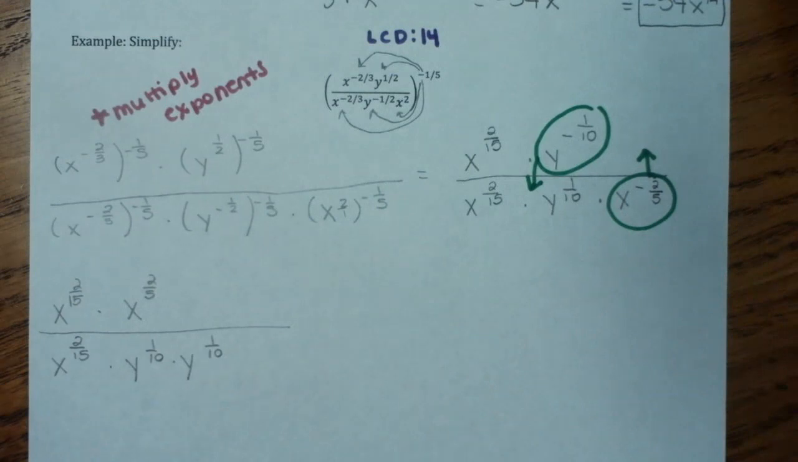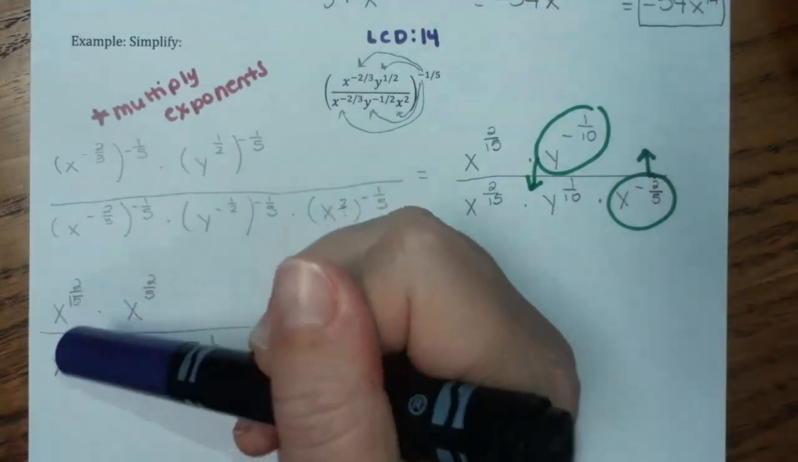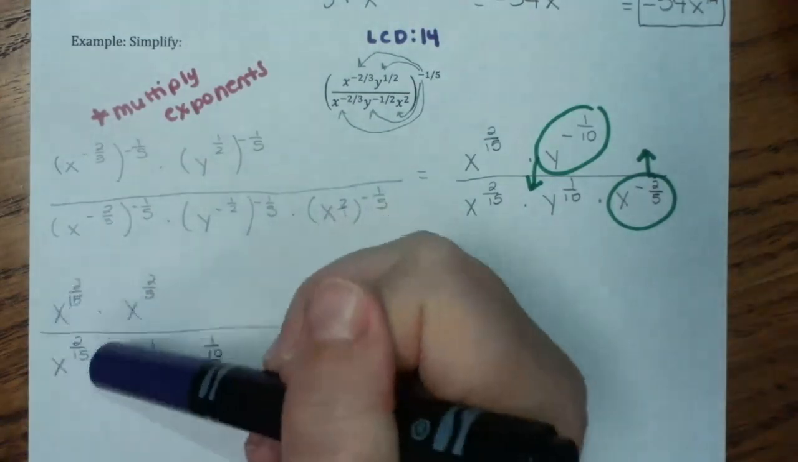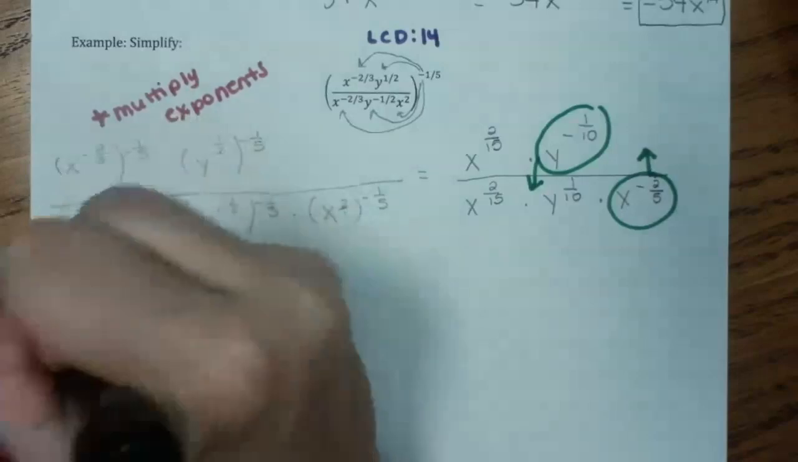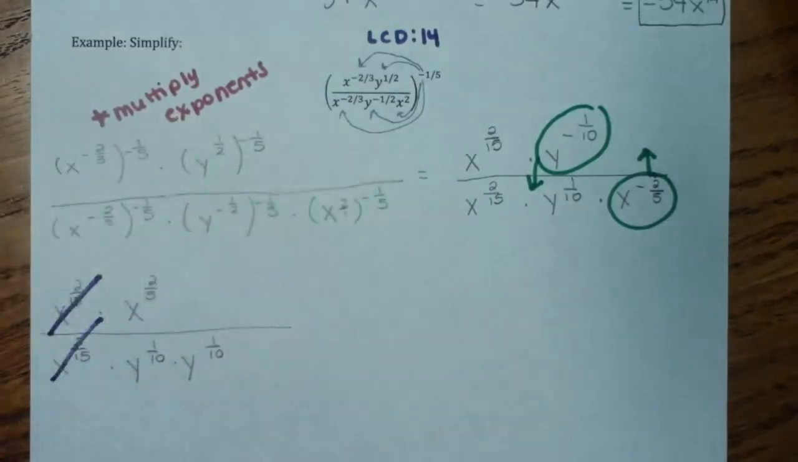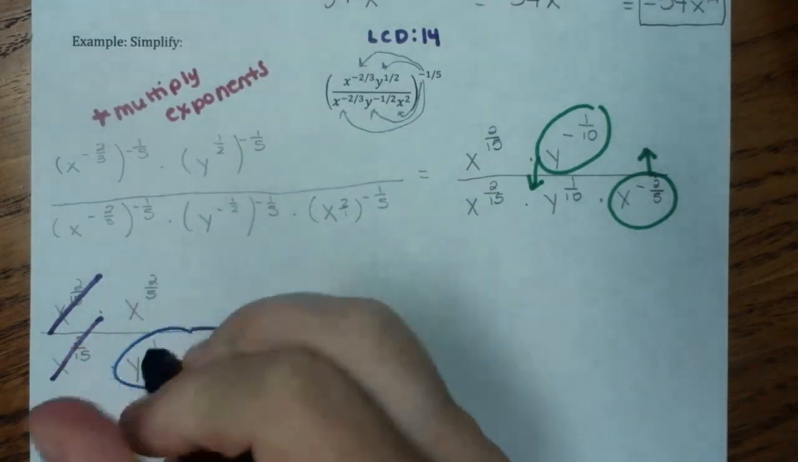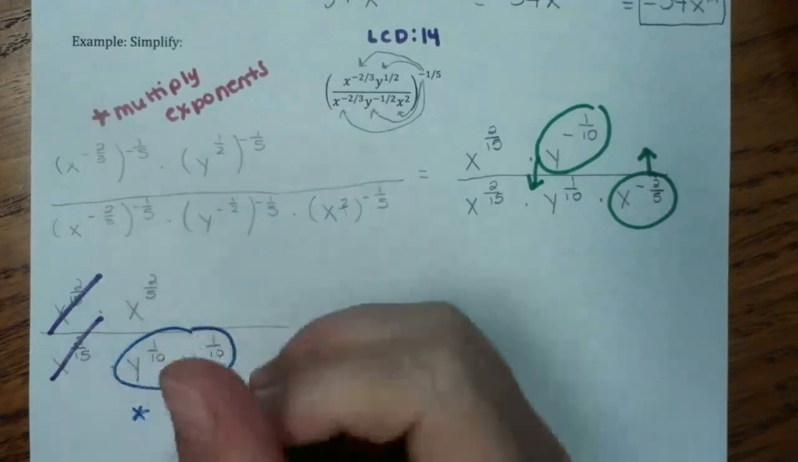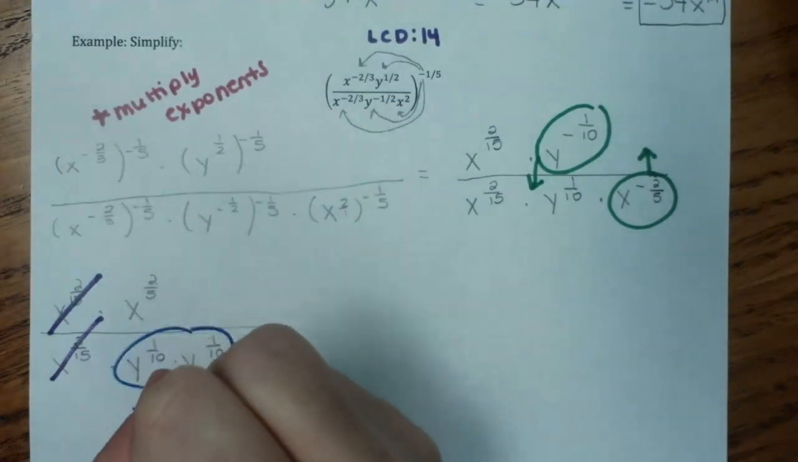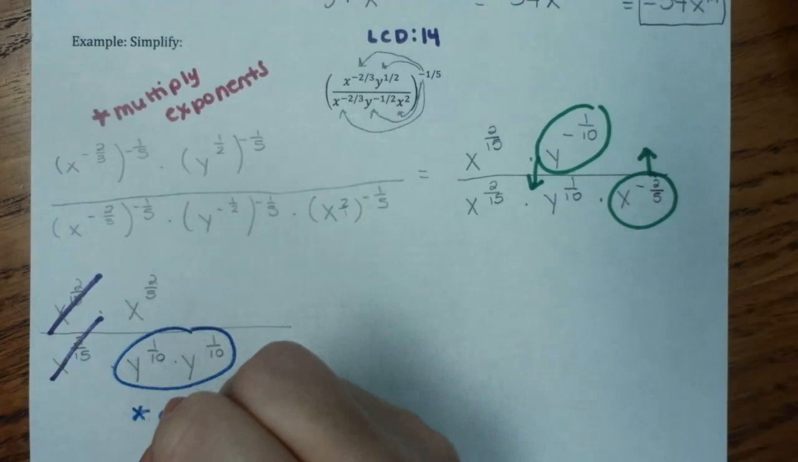So here I have x to the 2/15 divided by x to the 2/15. Same thing on the top and same thing on the bottom, so they cancel out. Or if you think about subtracting our exponents, 2/15 minus 2/15 will give you 0, so those cancel out. And then lastly, we can combine our y's. I have y to the 1/10 times y to the 1/10, so we're multiplying, so we're going to add our exponents.